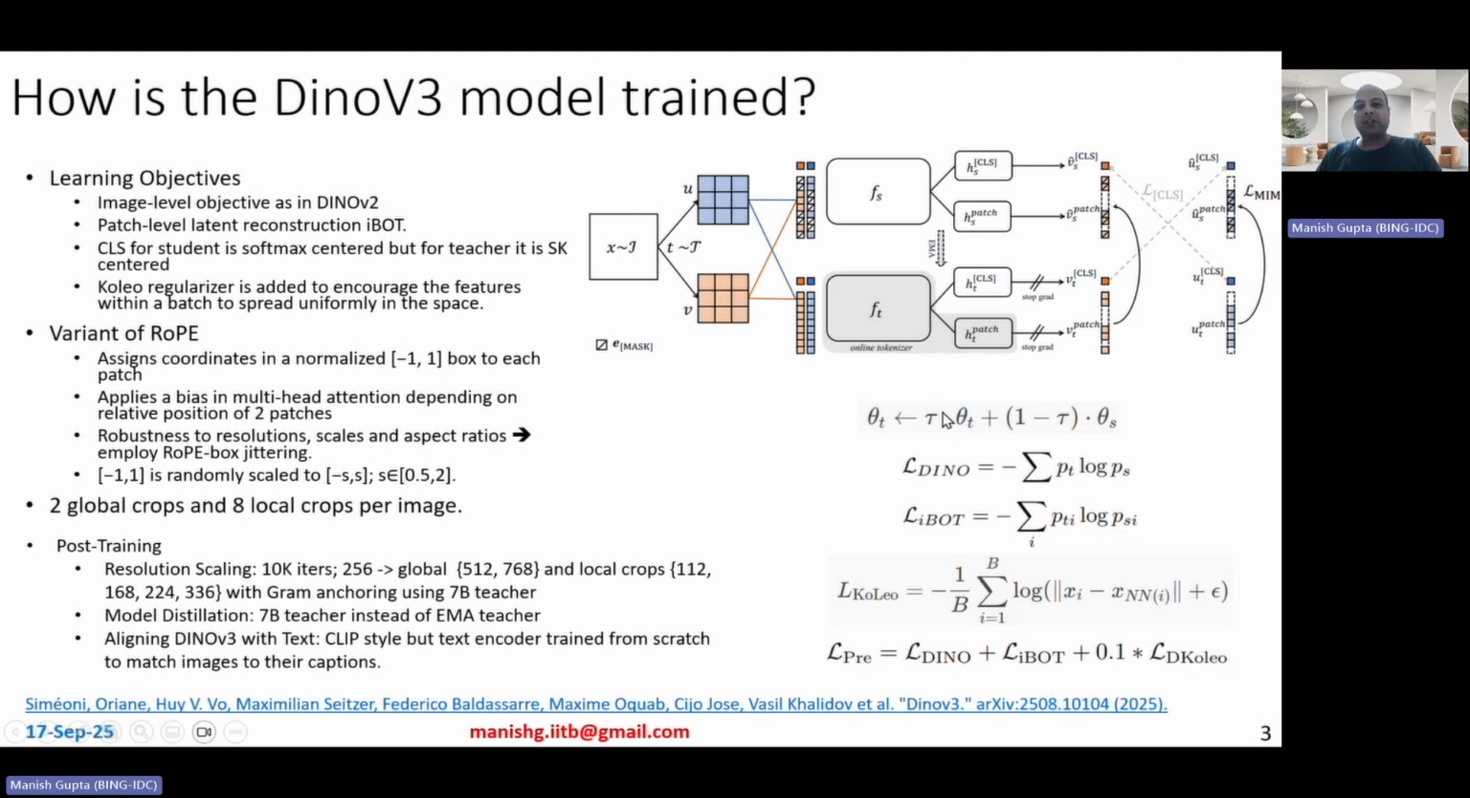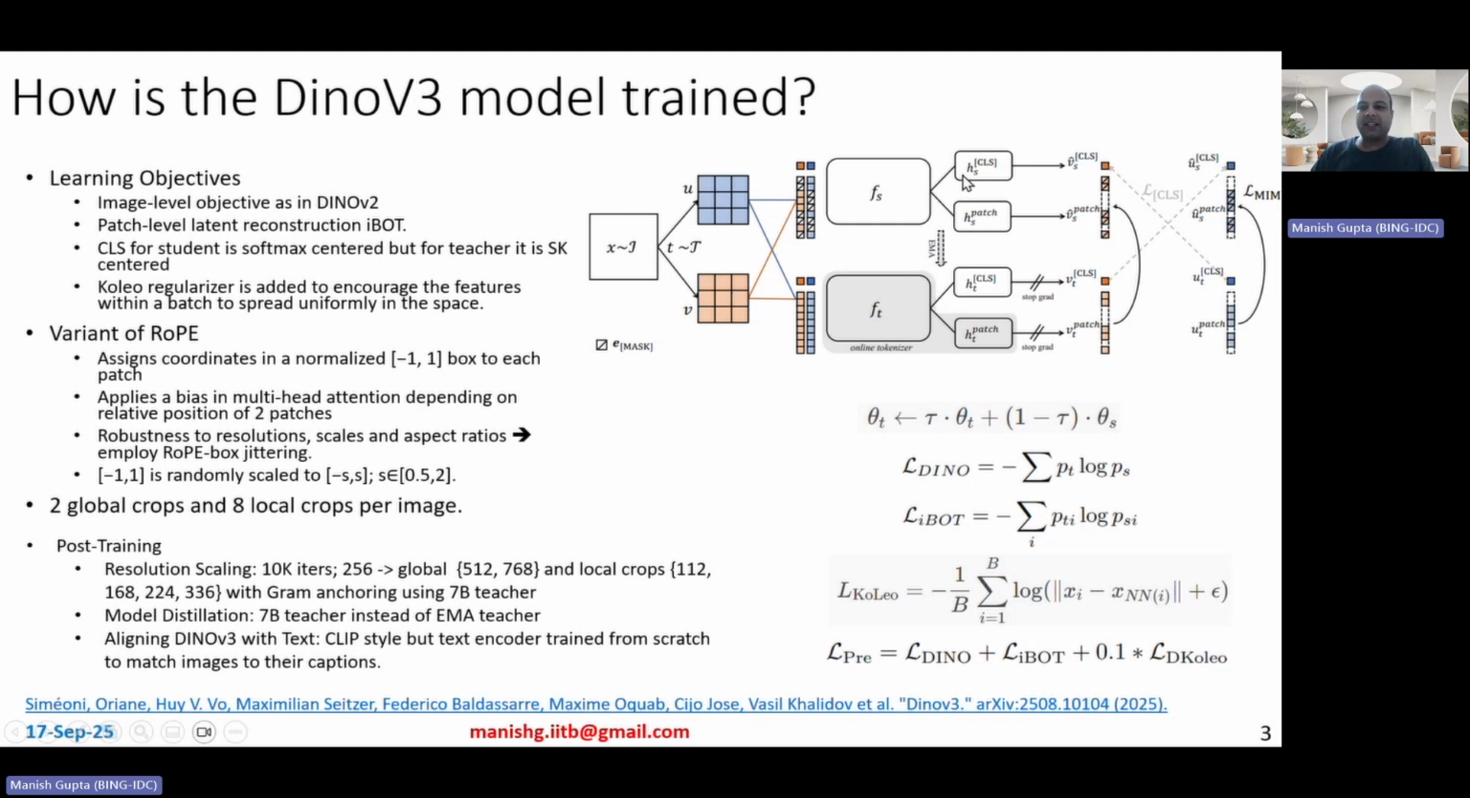Now, the interesting part about DinoV2 and therefore DinoV3 also is that this teacher is not another separately trained teacher. In fact, the teacher is an EMA teacher, exponential moving average teacher, which means that the teacher weights are actually not trained. The student weights are the only ones that are trained during this training. The teacher weights are set as follows: the current teacher weights are tau times the old teacher weights plus 1 minus tau times the student weights. It's exponentially moving averaged over the student weights. That is how you get the teacher weights. Okay, this is popularly called the EMA teacher, and that's the EMA teacher you use for defining both the DinoV2 image level as well as the patch level objectives.